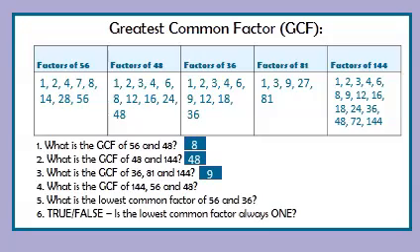And now, what's the GCF of 144, 56, and 48? Let us see first the common factors. Here we have 1, 2, 4. You also have 8. What else? 14, you don't have here. 28, you don't have. 56, no. So the greatest common divisor or the greatest common factor is 8.